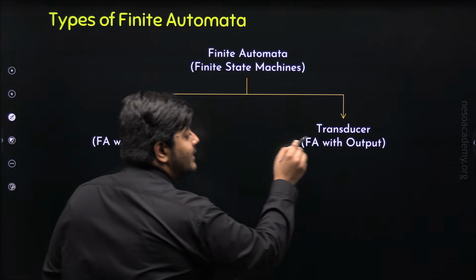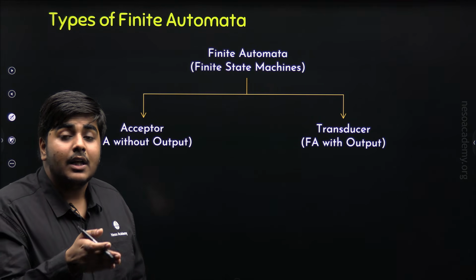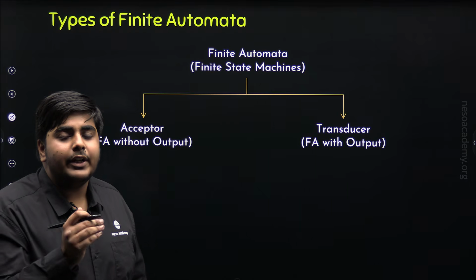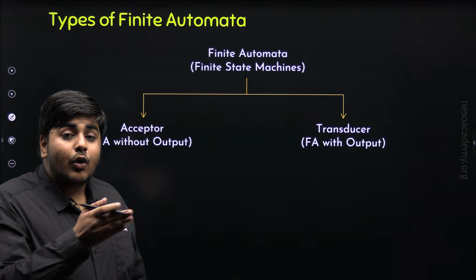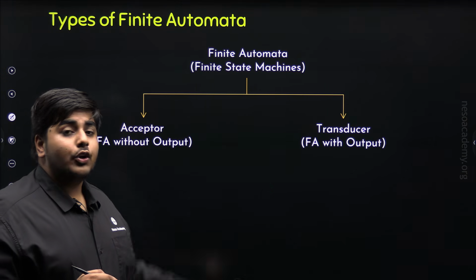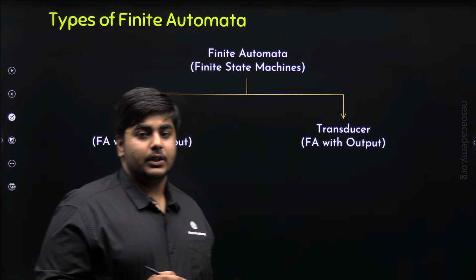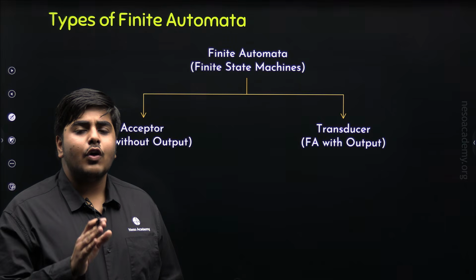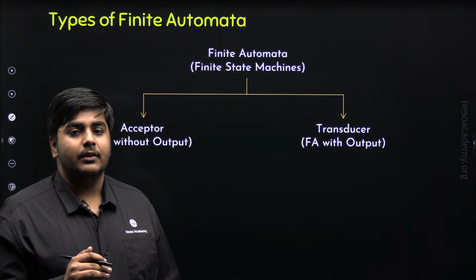And a transducer transduces or translates the input string into a corresponding output string. That means we are getting the output string corresponding to the given input string, and that is why this automata is also called finite automata with output. Here, the focus is not on accepting or rejecting the input string.